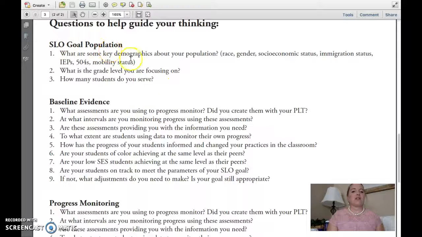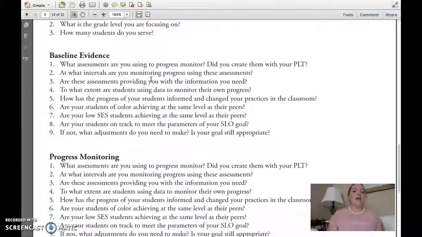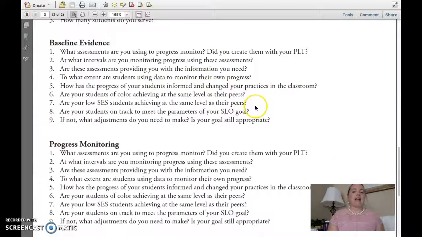This SLO population section would be focusing on what our school's population is, and then what their information is. Some teachers might be looking at multiple grade levels, and some other teachers might be looking at a single grade level within the high school. For baseline evidence, one of the things I added, which we focused on a little bit last year, is whether or not our low SES students are achieving at the same level. So it wasn't just about race for us anymore. It wasn't only about students of color. It was also about our students of low SES and how they're performing.